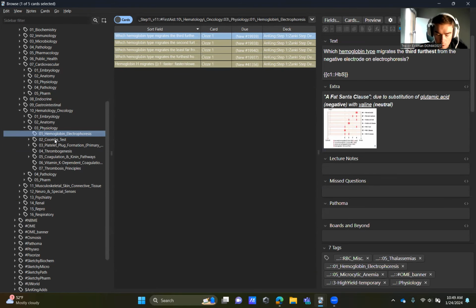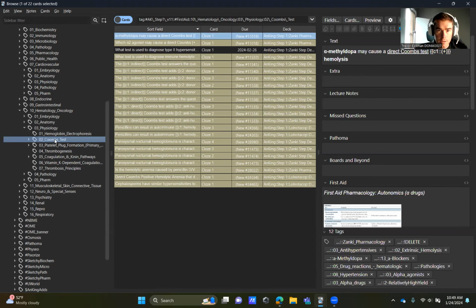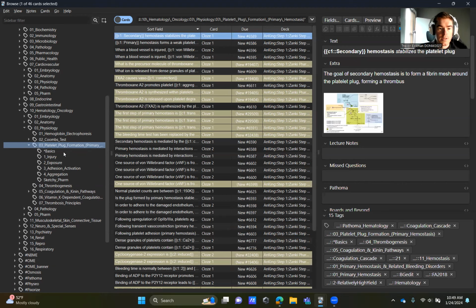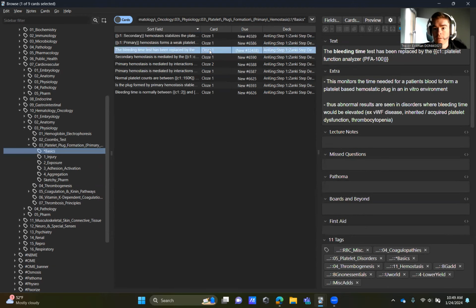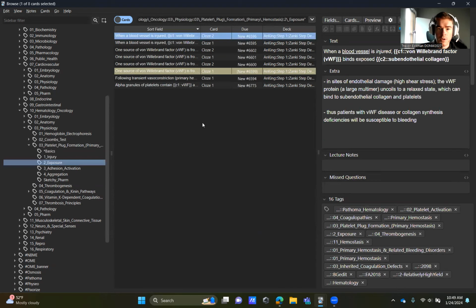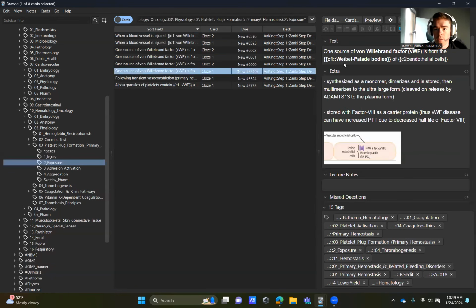We are nothing in 1, nothing in 2, start here in 3. There's a lot here. So you want to get all the basics except for this one here. I don't think we have to know the PFA-100. Skip the injury, exposure, grab all of them except I activated one of the 2 cards for this.